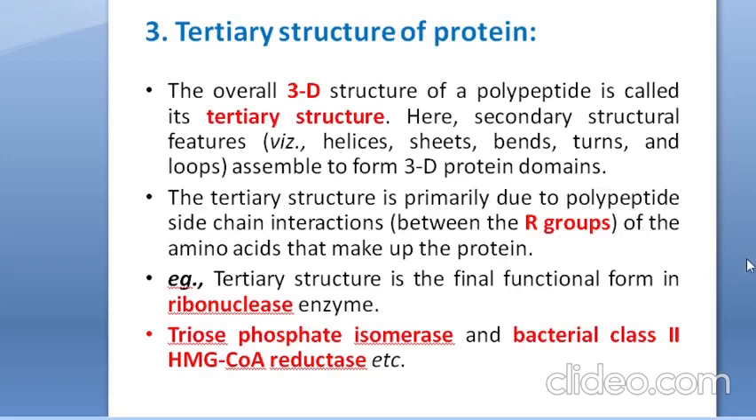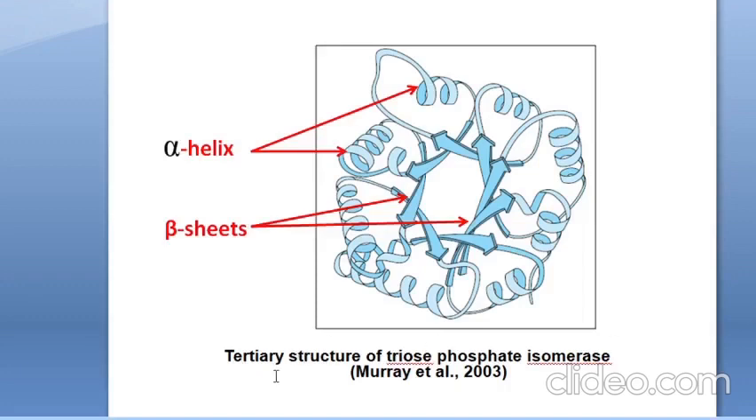One such example is ribonuclease enzyme, and this example is important from the exam point of view because they may ask you to write one of the examples of tertiary structures of protein, and ribonuclease enzyme is a form of tertiary structure of protein. I have mentioned two more examples, and these are triose phosphate isomerase enzyme and bacterial class 2 HMG coenzyme A reductase. Here in this diagram, I'm showing the tertiary structure of triose phosphate isomerase. You can see the presence of both alpha helical and beta sheet structure. Here in this diagram, the beta pleated sheets are designated with these solid arrows.